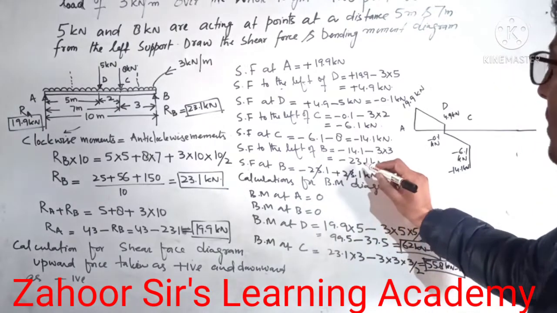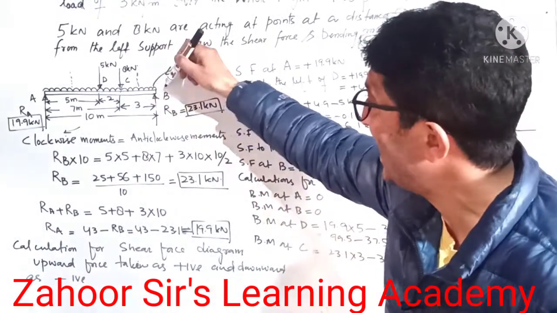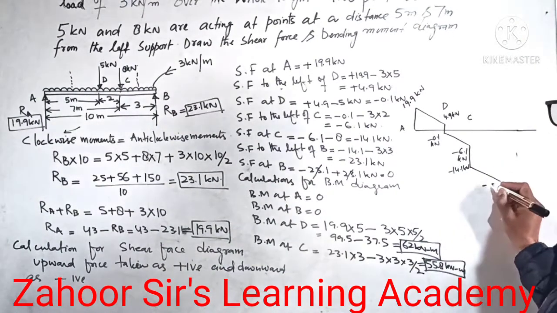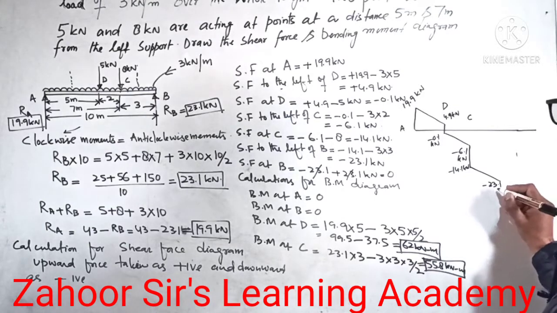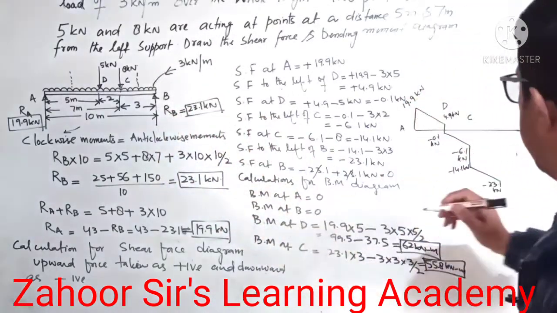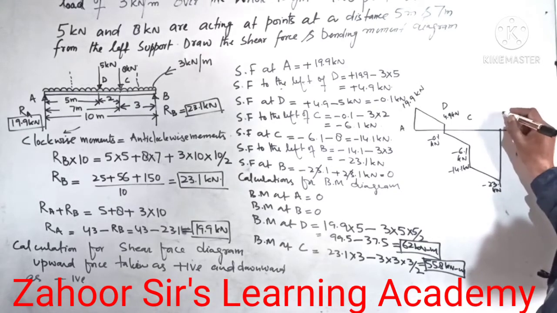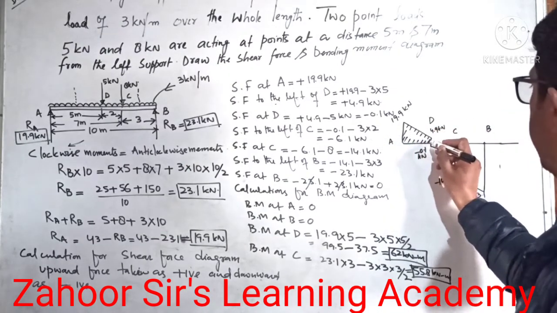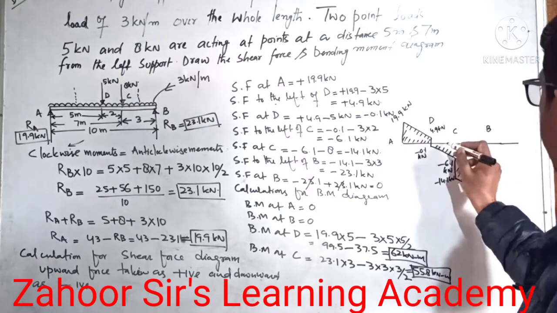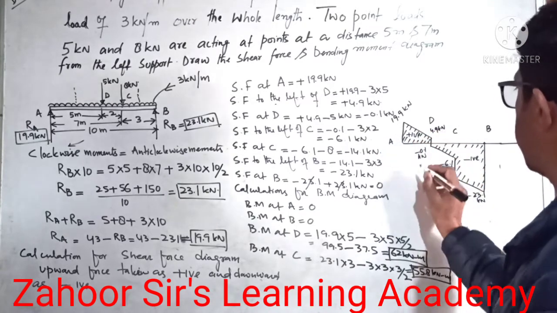This was the C point. SF to the left of B, my dear students, you can see further it is in minus, that is 23.1. Again, between C and B there was the UDL, so we need to show this with an inclined line. So this is minus 23.1 kilonewton. Then SF at B, it's a vertical load, so it becomes 0, so we show it with this vertical line. So this is my B point. Hatching needs to be done. This is minus and this is plus. So this was the SF diagram.